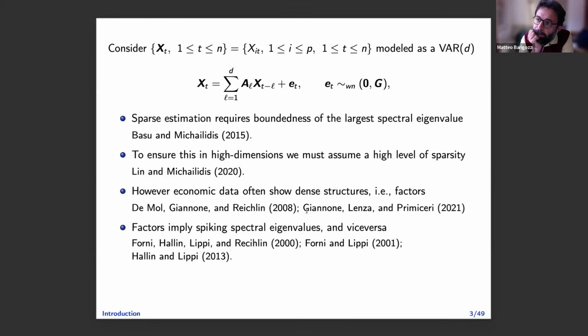And on this, our starting point was to notice that for sparse estimation, so if you want to estimate this VAR using something like lasso, assuming some sparsity on A(L), then you must assume that the largest spectral eigenvalue of X is bounded. This is shown in Basu and Michailidis. Unfortunately, they call this condition stability, but that has nothing to do with stability of a time series. This is another kind of stability that they have in mind. Stability meaning that the largest eigenvalue of the spectral density matrix of X is bounded for all P.